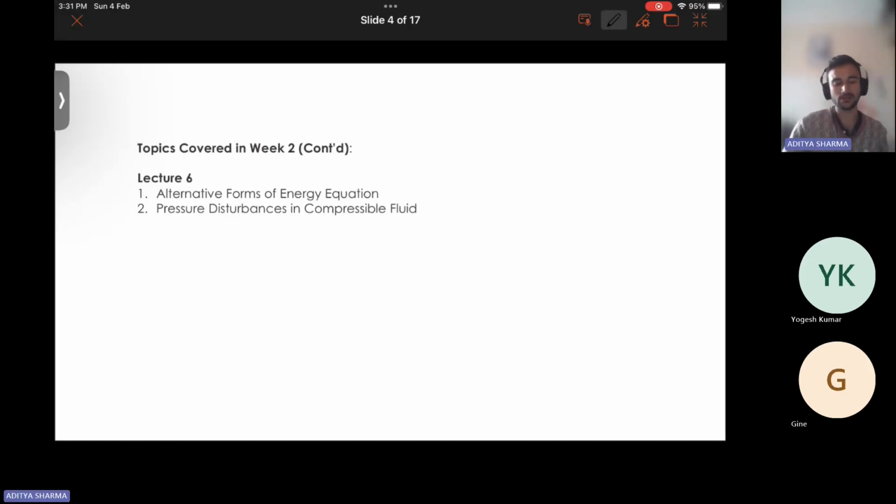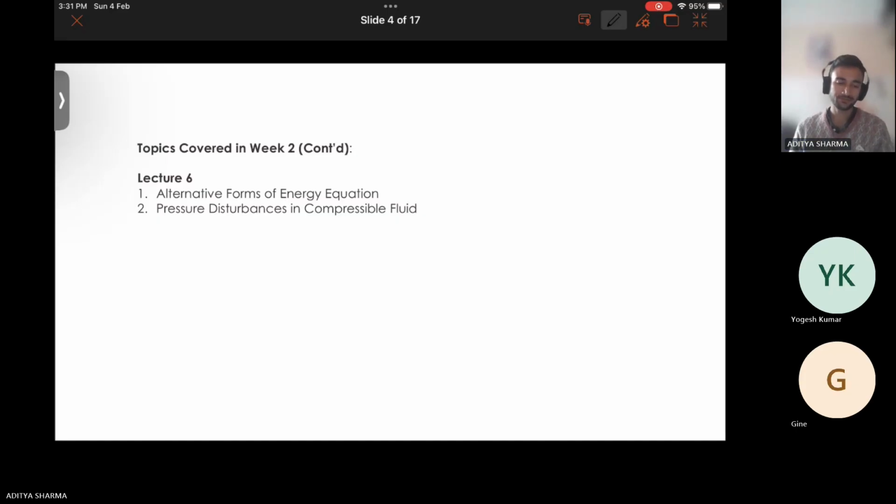Then in lecture 6 we saw different forms of energy equations. All right, so energy equation, we saw different forms of energy equations that can prove to be helpful while we are dealing with the energy aspect of the compressible flows.